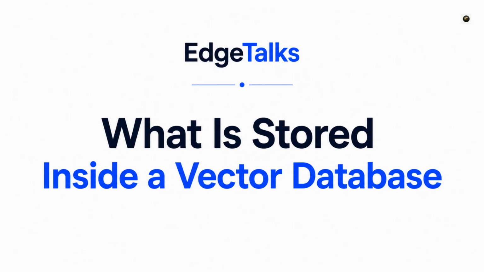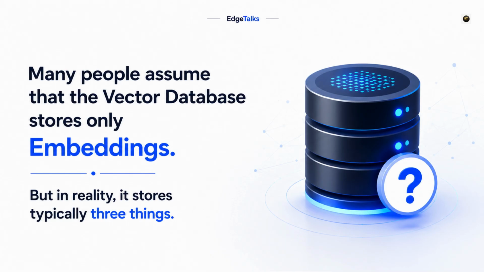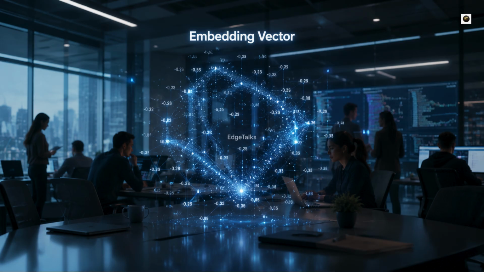Now that we understand what a vector database is, another important question naturally arises. What exactly is stored inside a vector database? Many people assume that a vector database stores only embeddings, but in reality, it typically stores three things. First, the embedding vector itself. As we have learned earlier, an embedding is a numerical representation of meaning.